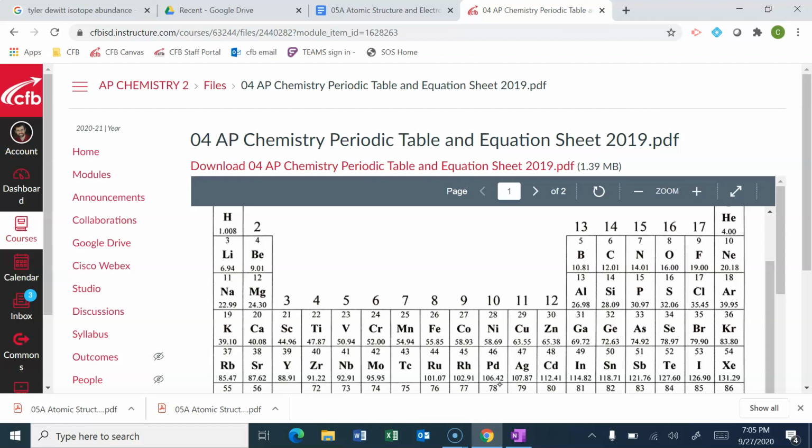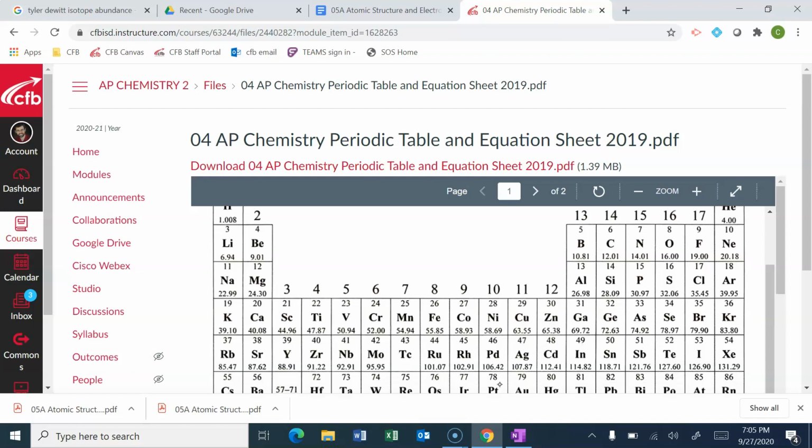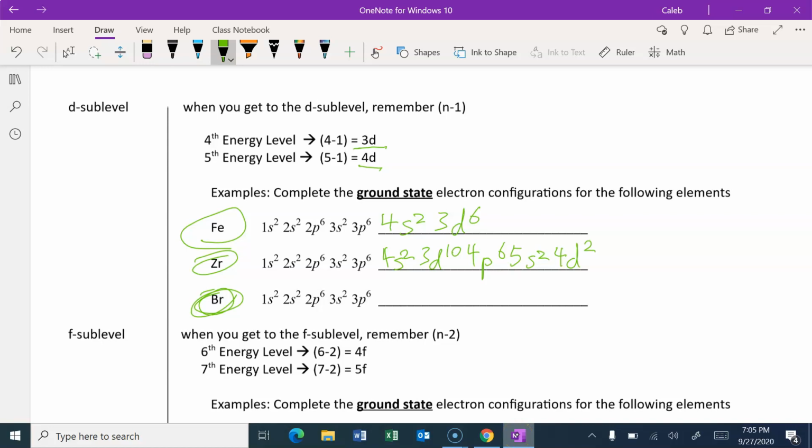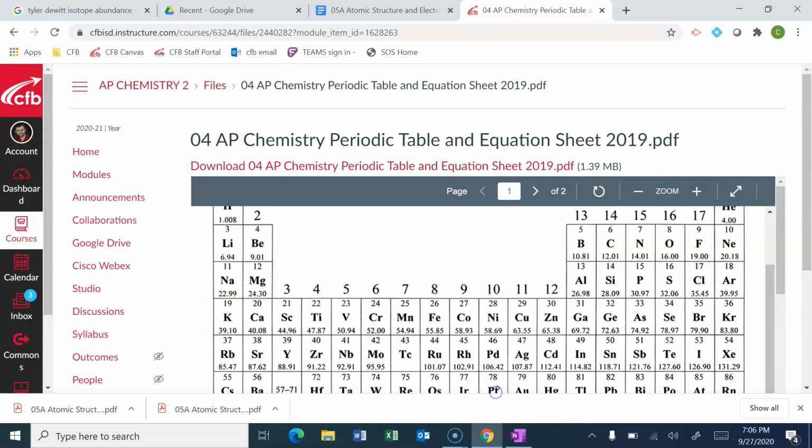Bromine, Br. All right, bromine is way down here, so it's in our fourth energy level. It's going to be 4p5. It's in the fourth energy level, ending in 4p5. So 1s2, 2s2, 2p6, 3s2, 3p6, 4s2, 3d. Again, d is always 10. And then we'll have 4p, 5. Go look at that again.